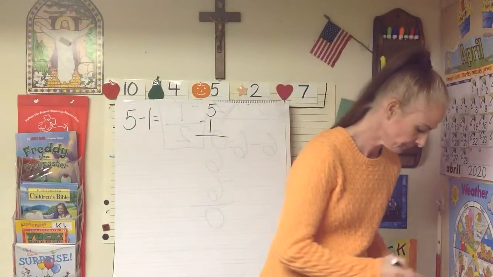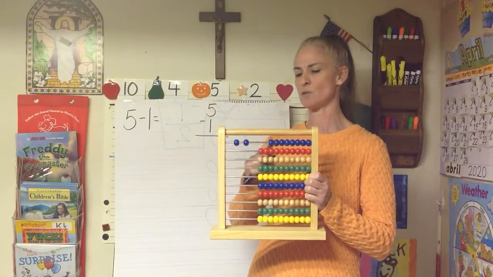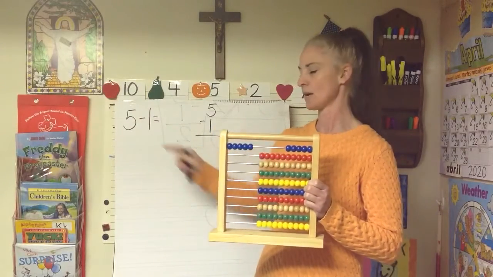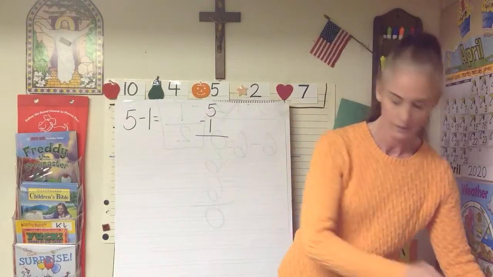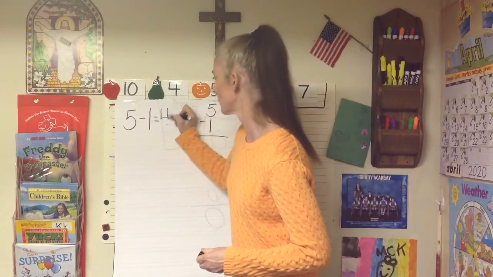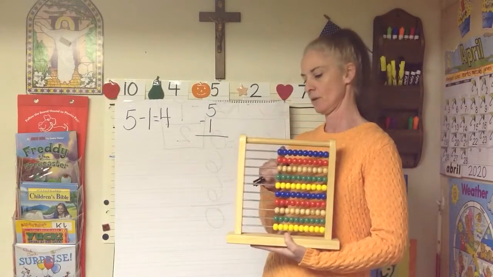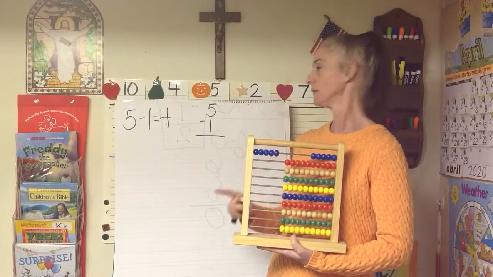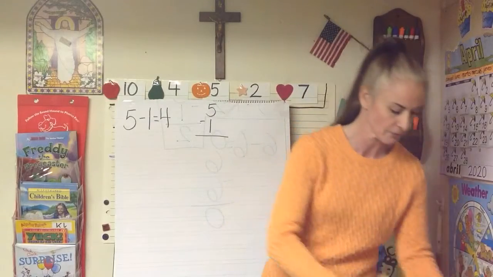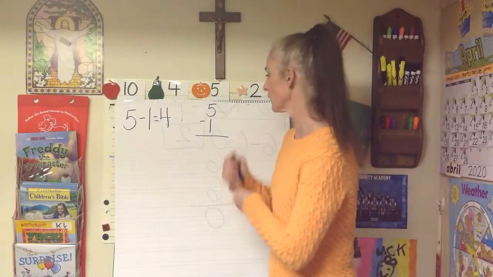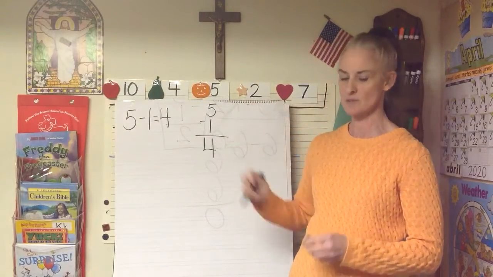Let's solve. You need to bring over 5. 1, 2, 3, 4, 5. We're going to take away 1. How many's left? 1, 2, 3, 4 is our difference in our horizontal number sentence. Let's try it in our vertical number sentence. 5. Still 5. Take away 1. And we still get 4 as our difference. So if you write it vertically or horizontally, you have the same number sentence.